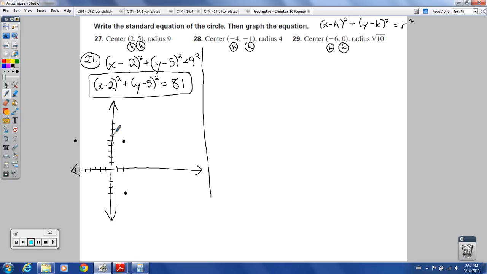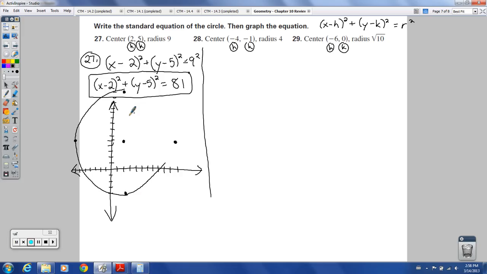I'm trying to keep the scale the same as best I can while still drawing it freehand. That's 1, 2, 3, 4, 5, 6, 7, 8, 9. It would have to go up to there, and I've got to go 9 in this direction. 1, 2, 3, 4, 5, 6, 7, 8, 9. And so right there would be my circle.